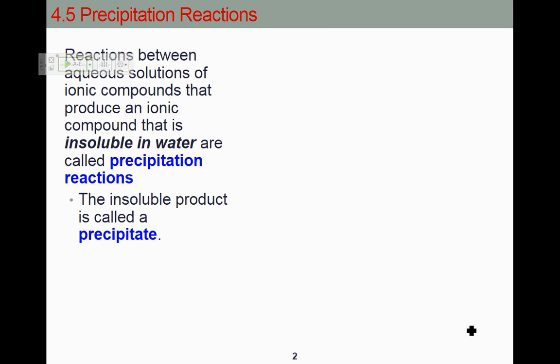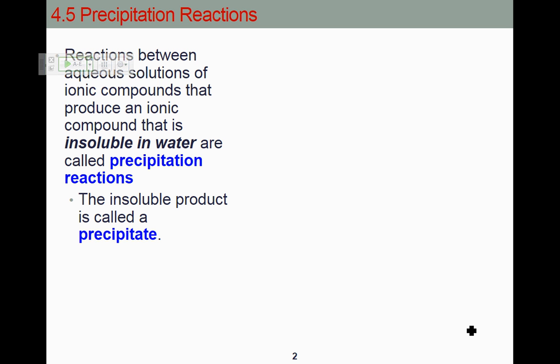We started talking about predicting if a compound is going to dissolve or not. And we looked at our precipitation rules. So we can predict whether something is going to dissolve or not. Now again, that dissolving is not actually a chemical reaction. It is a physical process. We're changing the physical state.